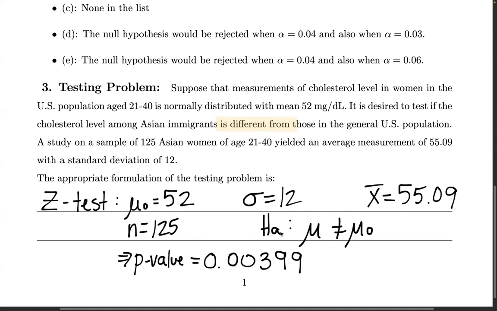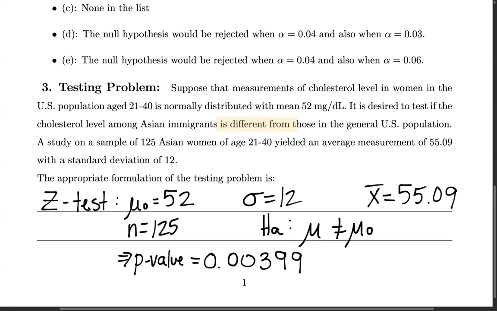And our alternative hypothesis is that it's desired to test if the cholesterol level among Asian immigrants is different from those in the general U.S. population. So the keywords are "is different from." So in other words, that means "is not equal to." So that's why that's our alternative hypothesis.